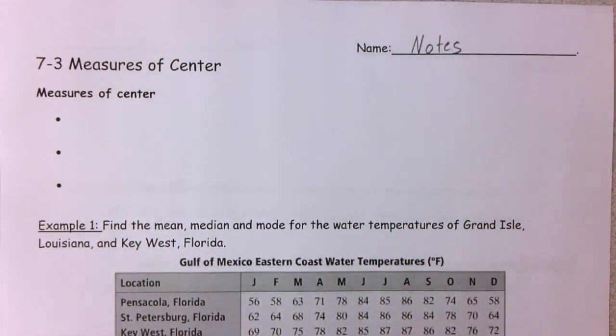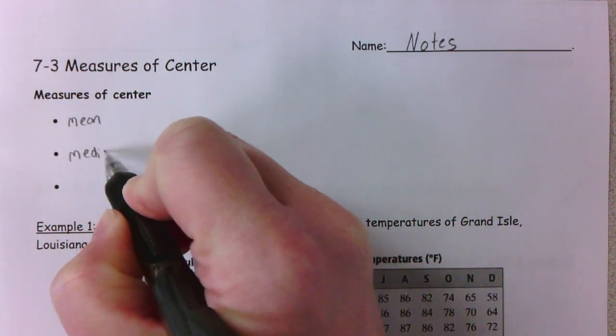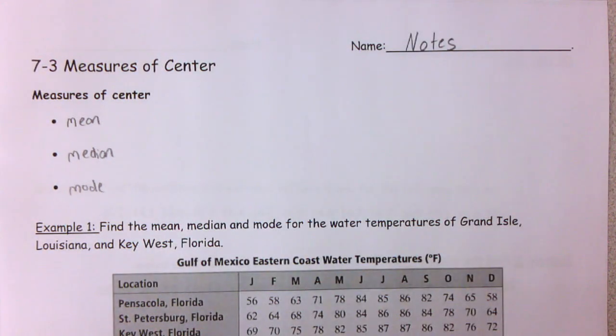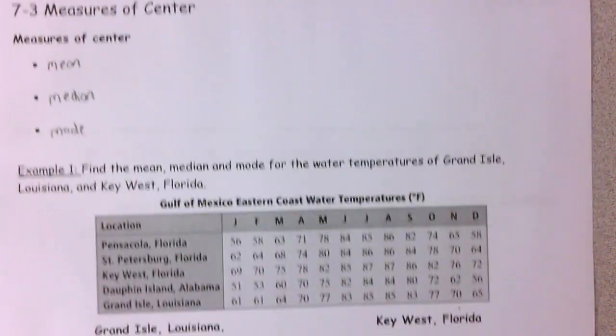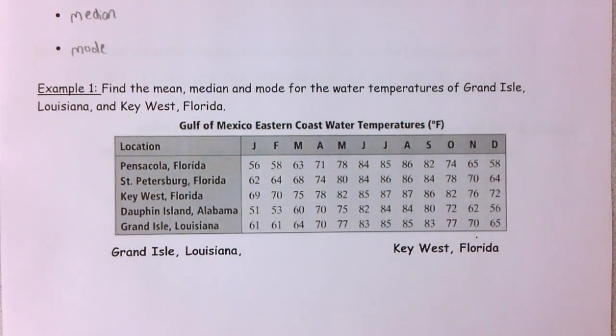So we have the mean or the average, the median, and the mode. Okay, so that typically tells us where the center of the data is. All right. So we want to find the mean, median, and mode for the water temperatures of Grand Isle, Louisiana, and Key West, Florida. Okay, so if we can find the mean, median, and mode, we can kind of compare them and do a little bit more with statistics.